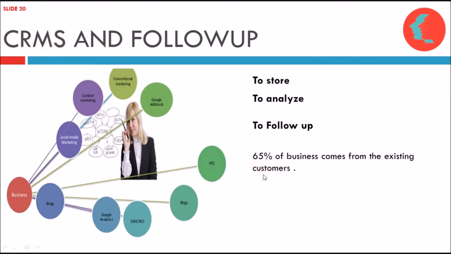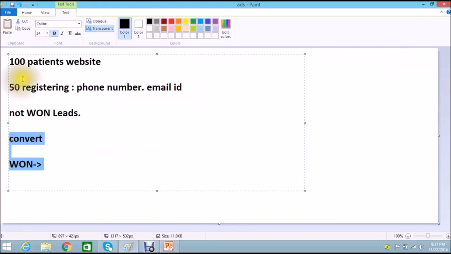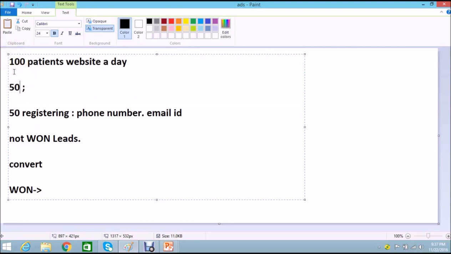It's very important not only to store, but to analyze as well. Let's start with storing. Let's say 100 patients visit your website a day. Out of 100, 50 are registering, and those 50 who are not registering are known as bounce back, that means bounced leads, right? So 50 are bounced leads, and 50 are registering. Registering means they are providing phone number and email ID so that you can follow them up. They are leads, but they are not warm leads. Now what do you need to do? Convert them to warm leads.